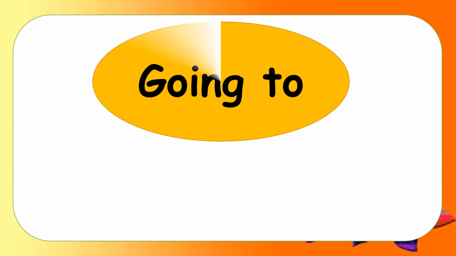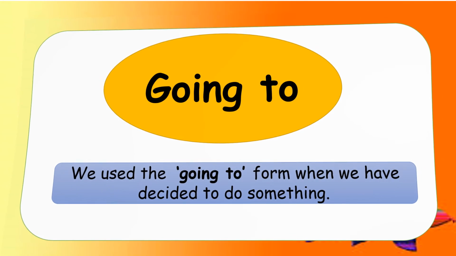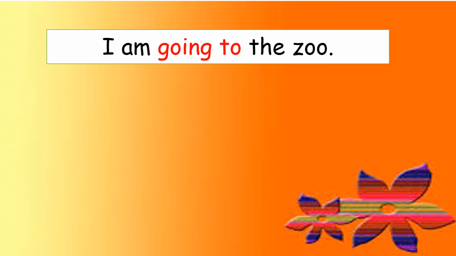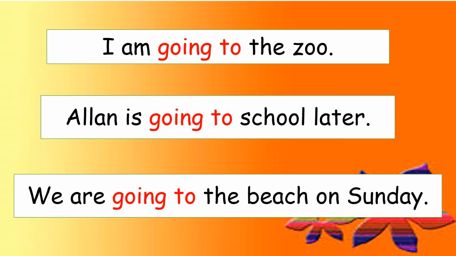Apart from the will and shall, we can also use the going to form, especially if we have decided to do something in the future. For example, I am going to the zoo. Alan is going to school later. We are going to the beach on Sunday. So in going to form, it doesn't matter whether the subject is singular or plural.